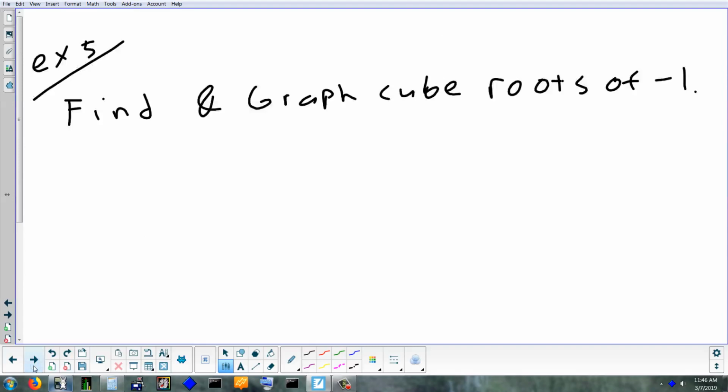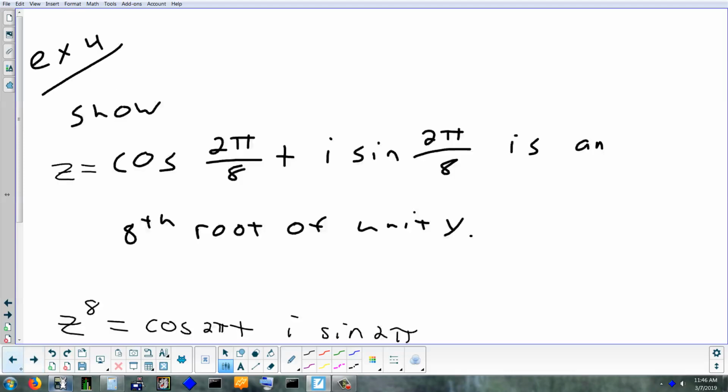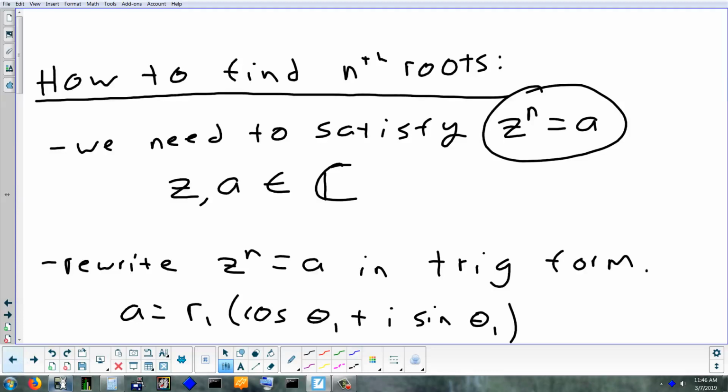I don't really want to graph the cube roots of -1. We'll do another one kind of like what we did before. Let's find the cube roots of -8. How many answers should I be looking for? 3. Yep, looking for 3. So let's set up our equation. Just go back so you can see it again.